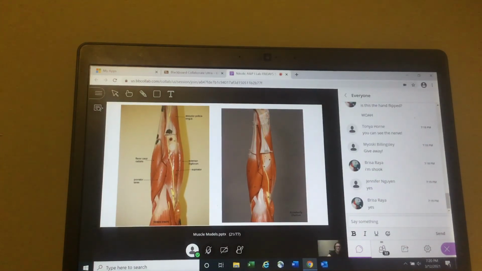All right. Are you guys good? Take-home message: we moved the brachioradialis here so that we could get to this muscle, which is called the supinator. This is the supinator. Okay. All right. That's it. Awesome.